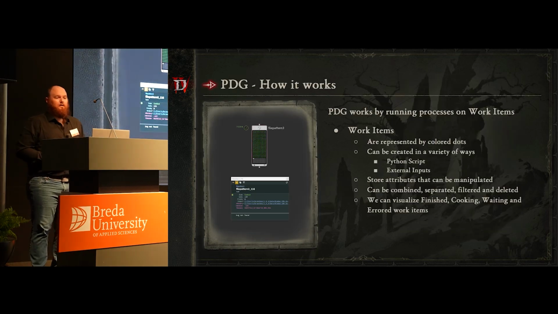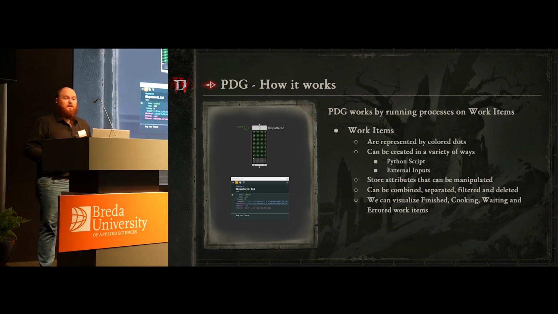PDG works by running processes on work items. Work items are represented by colored dots. They can be created in a variety of different ways, for example, a Python script or an external input like a CSV or files in a folder. It can store attributes that can be manipulated, and they can be combined, separated, filtered, and deleted. We also can visualize finished, cooking, waiting, and errored work items.